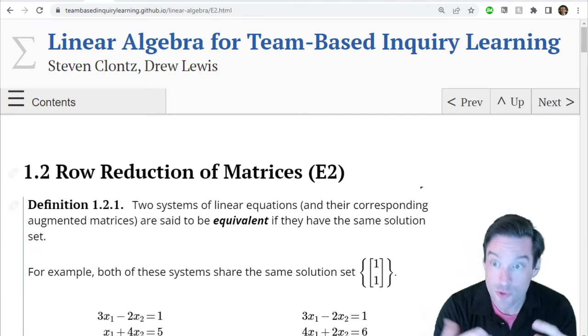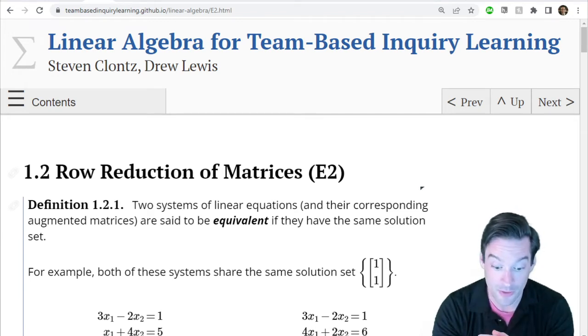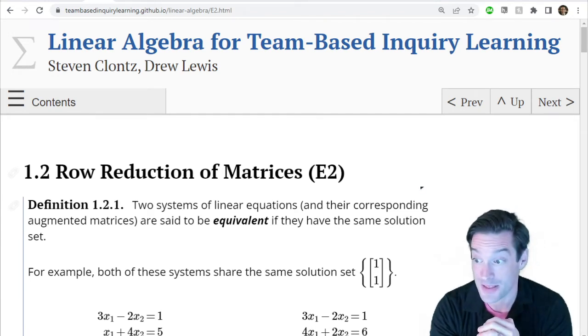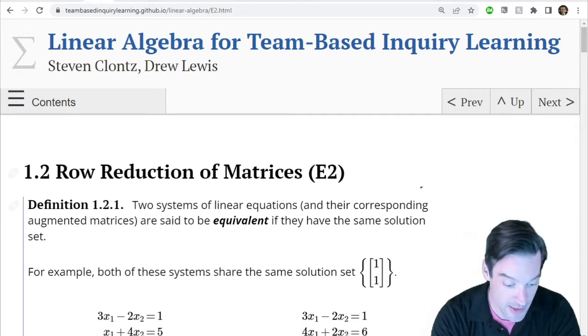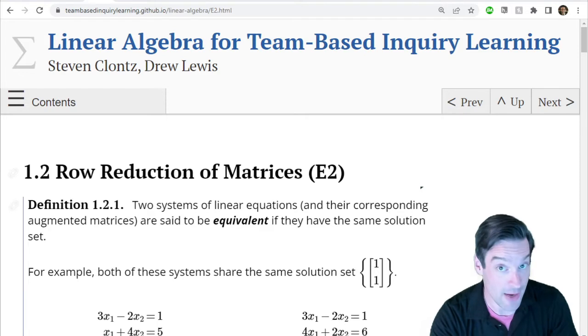And so the suite of tools that we develop is called the elementary row operations. So this section is about getting used to those elementary row operations and how they work.